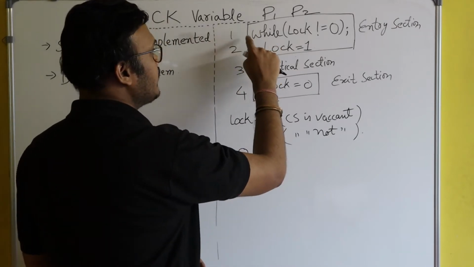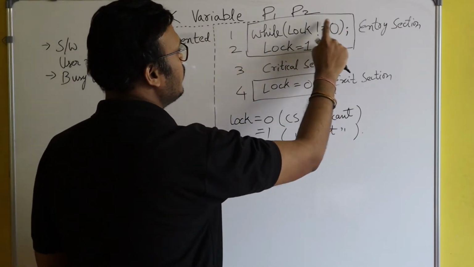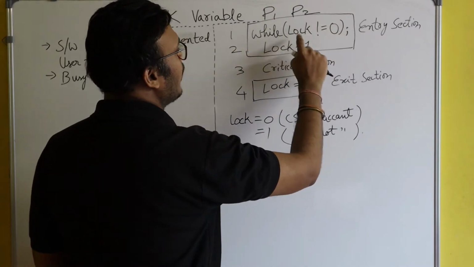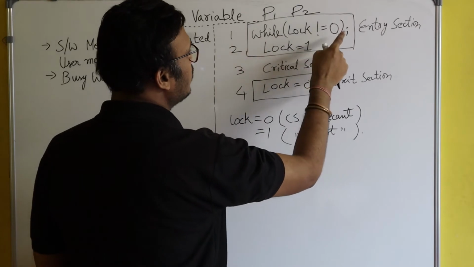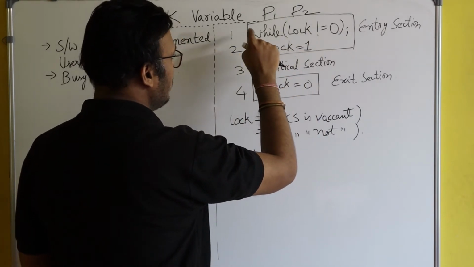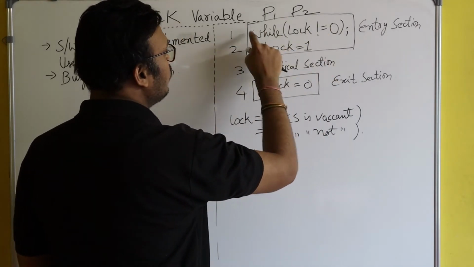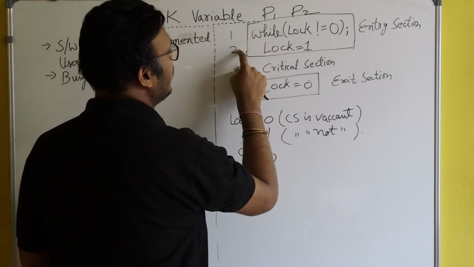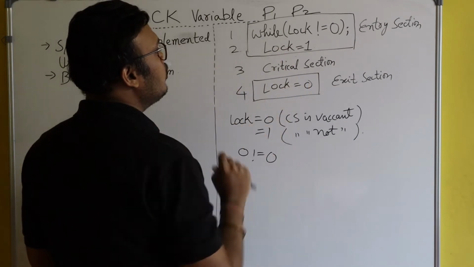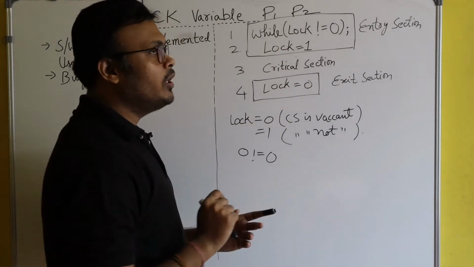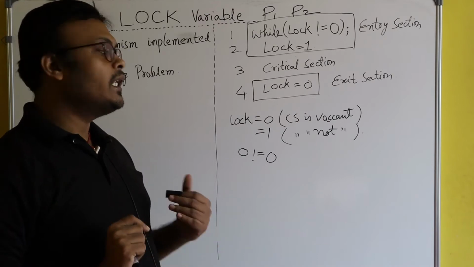Process P1 has executed line number 1, and you see in line number 1 the while loop is broken because lock value is 0 and 0 is not equal to 0. So now, after breaking the while loop, process P1 comes to line number 2, and here you see lock is equal to 1. So in line number 2 the lock value is assigned as 1.